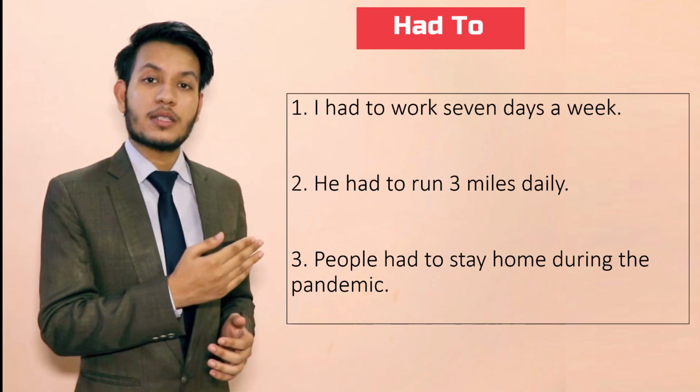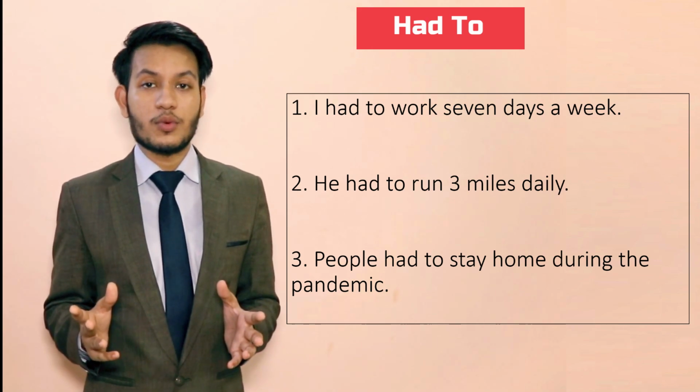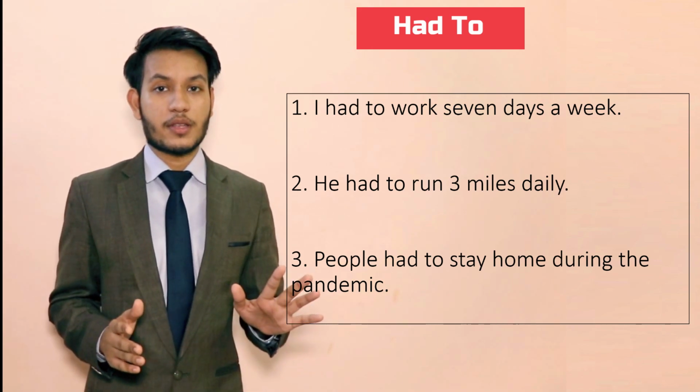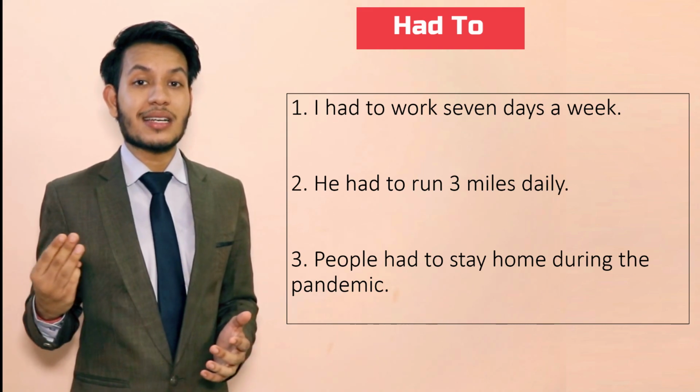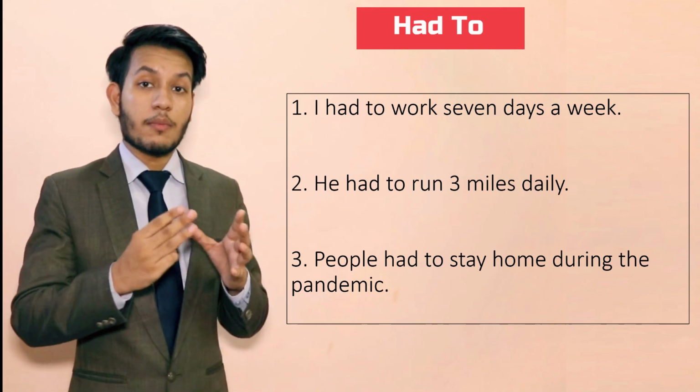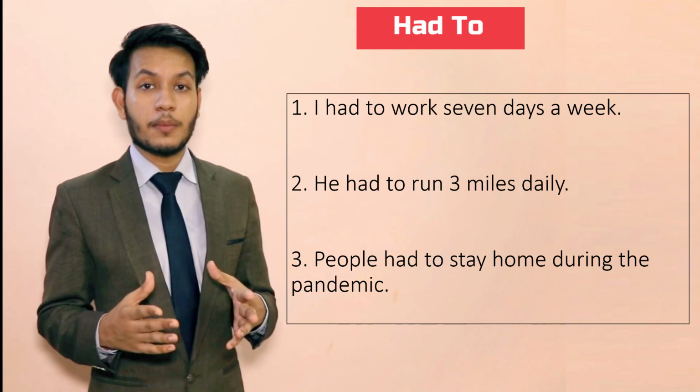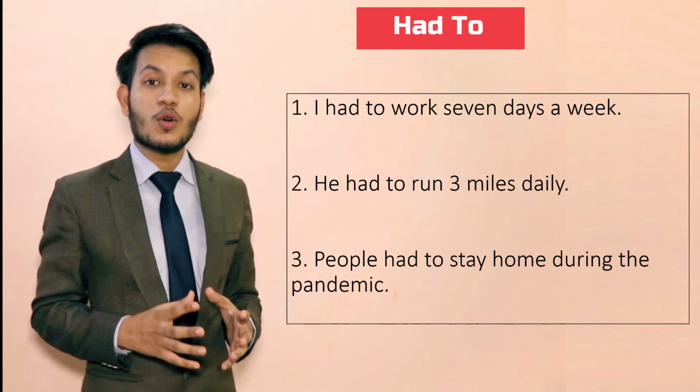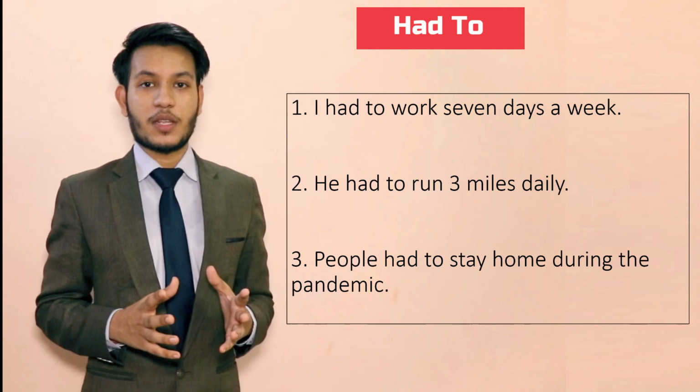Look at these examples. I had to work 7 days a week. मुझे एक हफ्ते में 7 दिन काम करना पड़ता था. He had to run 3 miles a day. उसको 3 miles दौड़ना पड़ता था एक दिन में. People had to stay home during the pandemic. इसका मतलब तो पता ही होगा.